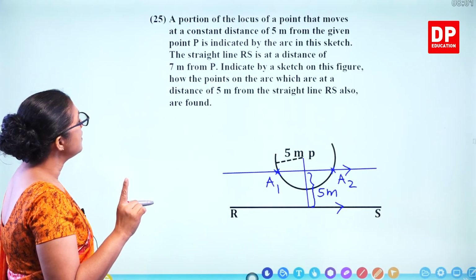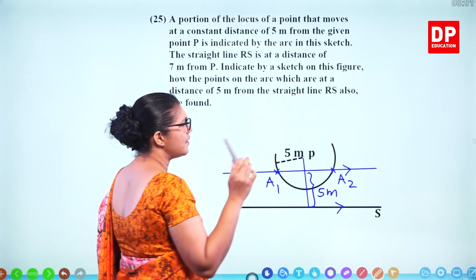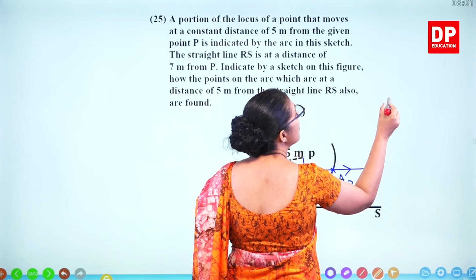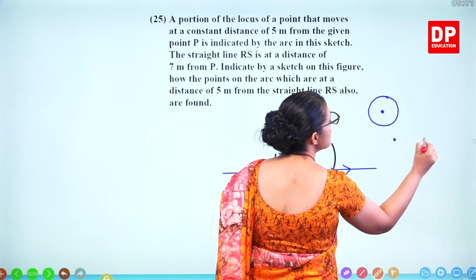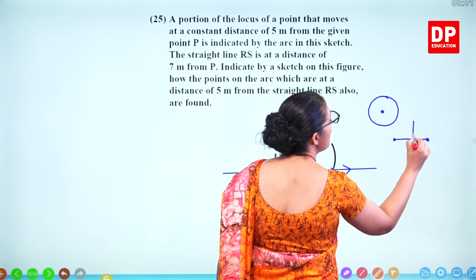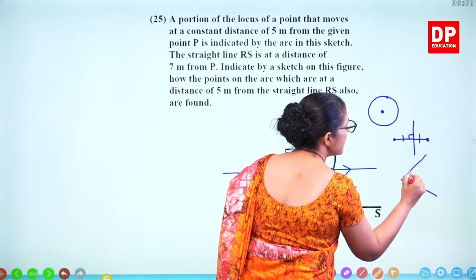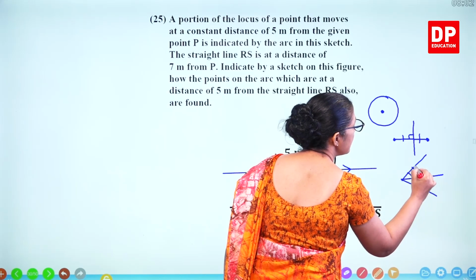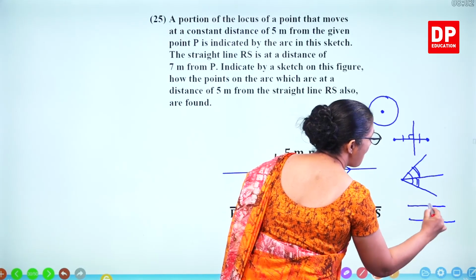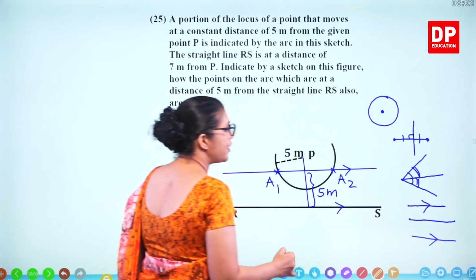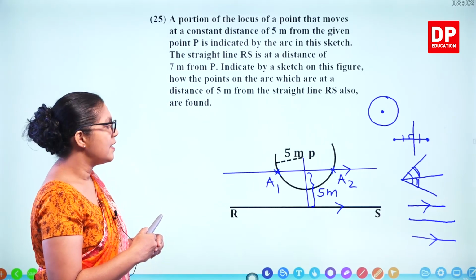So here remember all the loci you need to know. What are the loci? Equidistant from a point, it's a circle. Equidistant from 2 points, that's the perpendicular bisector. Equidistant from 2 lines is the angle bisector. And equidistant to a line is a parallel line, either up or down. So we are using this one, and only one side here we consider.